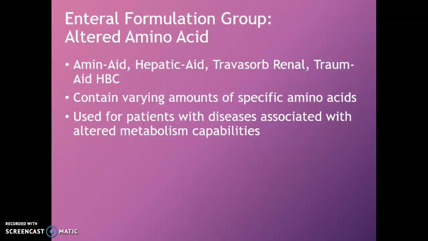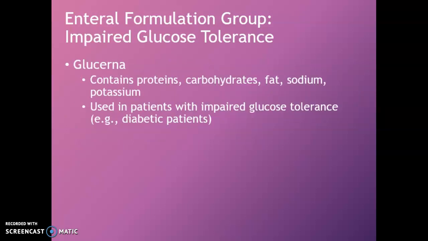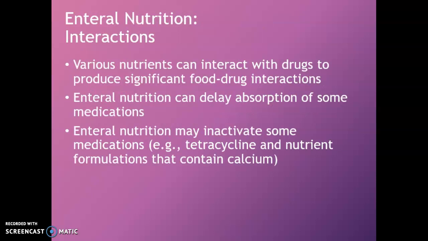Interestingly enough, although they're used frequently, the most recent research indicates they're not necessarily superior to standard formulas, with the exception of the next category, and that's the category of our impaired glucose tolerance. Now, Glucerna is not by any means the only one, but our impaired glucose tolerance formulas contain proteins, carbohydrates, fats, sodium, and potassium. But they are specifically designed for use in patients with impaired glucose tolerance, for example, our diabetic patients.